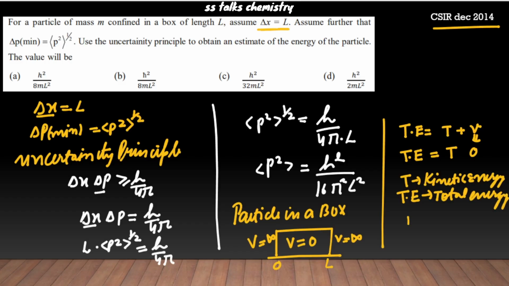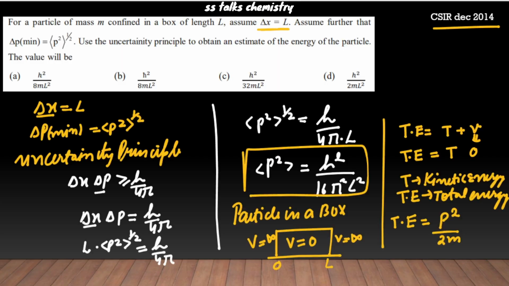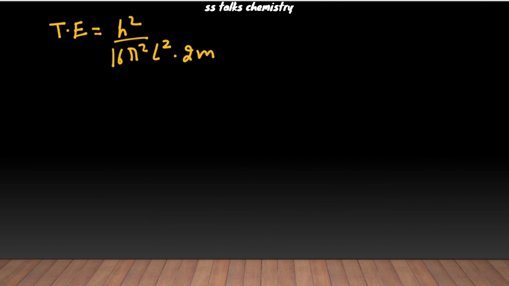Now the total energy is equal to the kinetic energy only, which in terms of momentum we can write as p square upon 2m. We have already found p square, so divide it by 2m and you will get the total energy of this system. So the total energy is h square upon 16 pi square L square, upon 2m. Or we can write it as h square upon 4 pi square into L square into 8m.